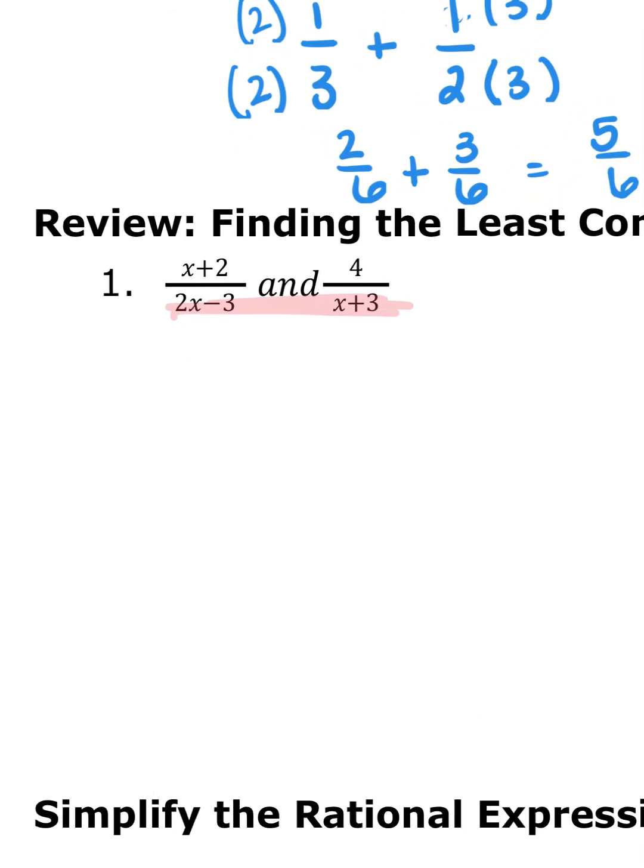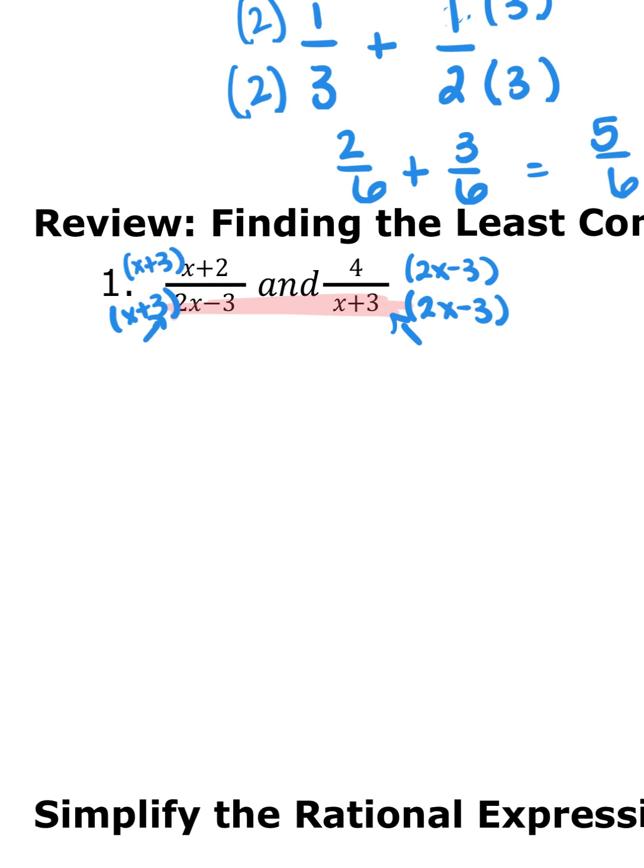So if I'm looking at finding a common denominator, I have x plus 2 over 2x minus 3 and 4 over x plus 3. I'm basically just going to look at what does the second fraction need in the bottom that the first fraction has. Well, the second fraction has an x plus 3. It needs a 2x minus 3. So I'm going to multiply this side by 2x minus 3. And then I'm going to do the same exact thing, only opposite. What does the second fraction have that the first fraction needs in the denominator? Well, it needs an x plus 3. So I'd multiply this side by x plus 3. Just remember what you're doing to the bottom, you also have to do to the top. So I would be multiplying the tops by those as well.